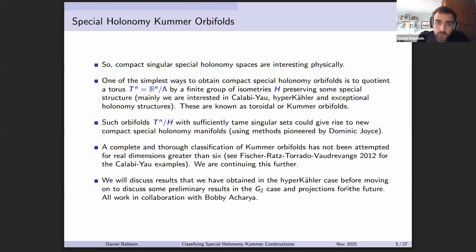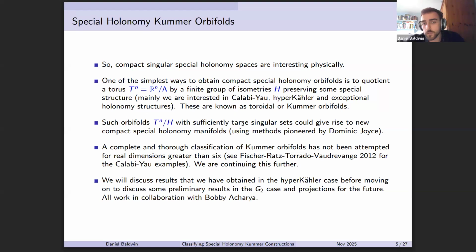So in summary, compact singular special holonomy spaces are interesting physically, and so we'd like to have examples of them. One of the simplest ways to obtain compact special holonomy orbifolds is to quotient a torus. This torus T^n is just R^n quotiented by some lattice Lambda. We take that torus and quotient it by a finite group of isometries H, which preserves some special structure, for example a Calabi-Yau structure, or a hyperKähler structure, or a G2 or spin 7 structure. The resulting space is then known as a toroidal or Kummer orbifold.